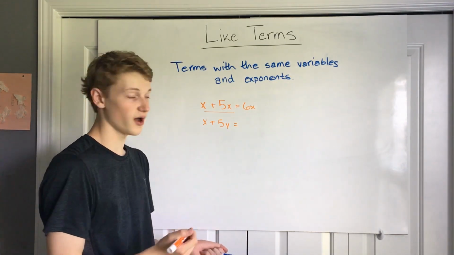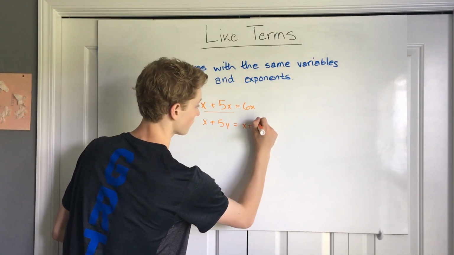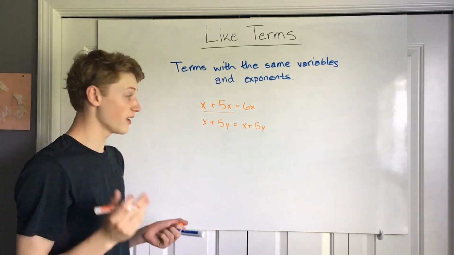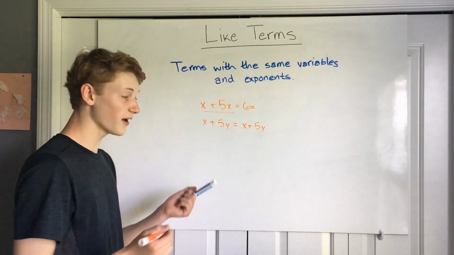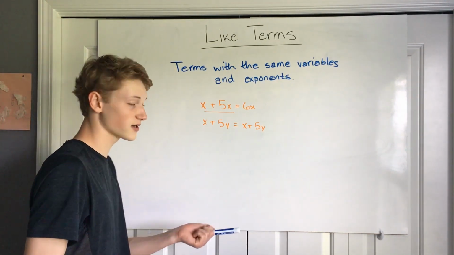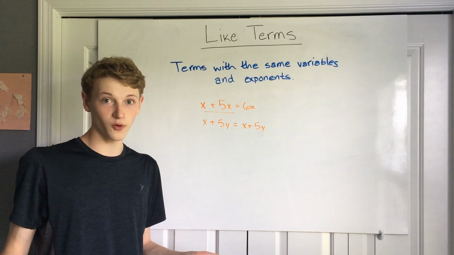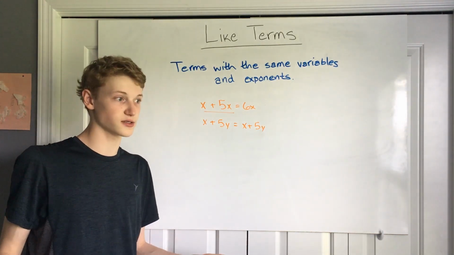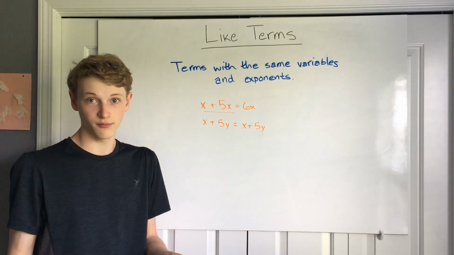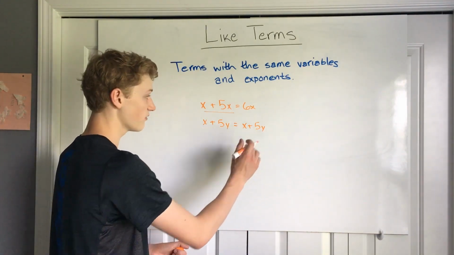But if I take x and try to add 5y, that's just x plus 5y, because I don't know what these represent, and they're not like terms. So I can't have 5xy or 6xy, because that's like saying an apple plus 5 bananas is 6 apple bananas. We know that's not true, it's just an apple and 5 bananas. So we have to leave it like that.